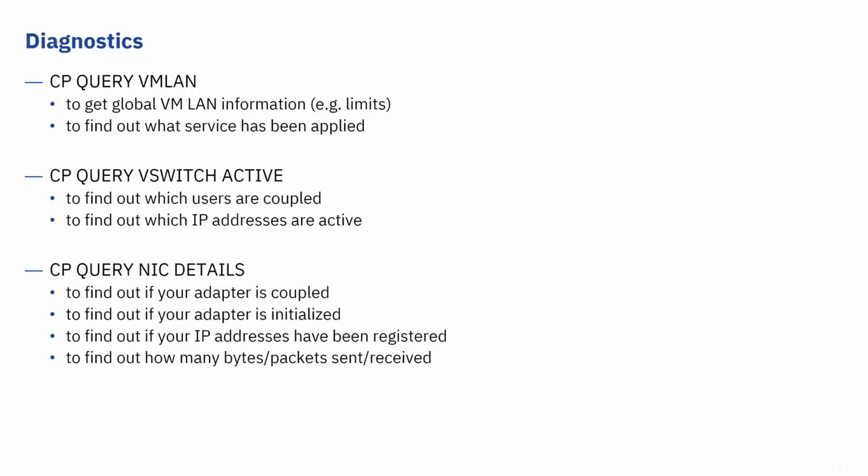I most often do a query vSwitch details. Find out what users are coupled to the vSwitch. You can find out what IP addresses are in use on those virtual NICs, because CP watches for that stuff. I can see the MAC addresses. I can see data: how many transmissions, how many receives, how many discards. I can see that in terms of number of packets. I can see that in terms of number of bytes. Okay, so I can get a feel for traffic rates as well as the operation of the network itself.